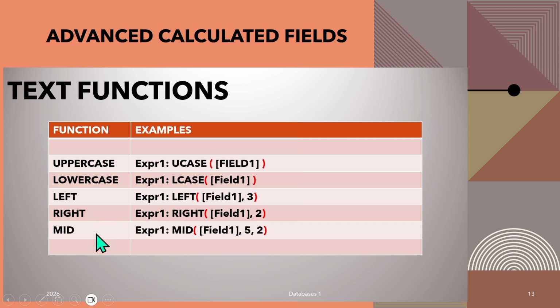Now the last one is the Mid function. If I want to look at some characters at the center, in the middle of the first names, then I can use the Mid function. But with this one, you have to state from which position. In this case, I want to extract 2 characters from position number 5.